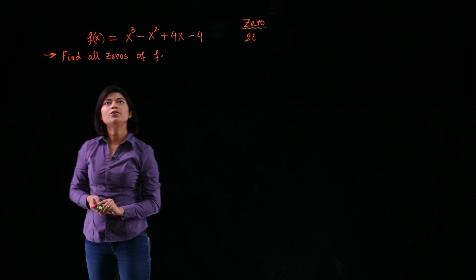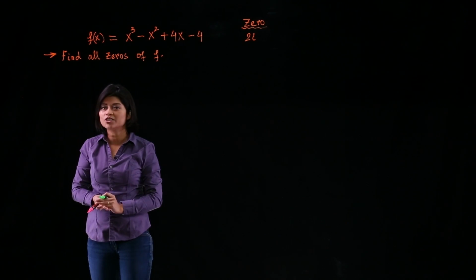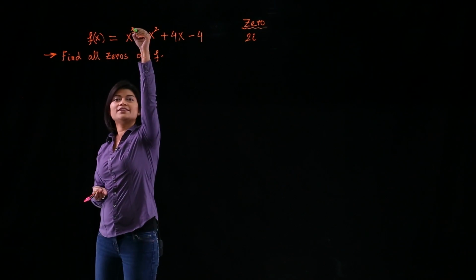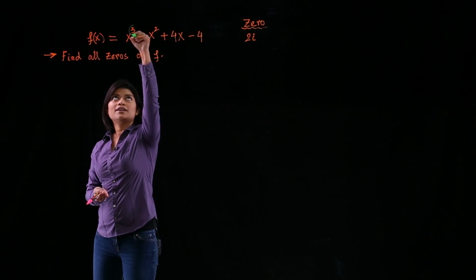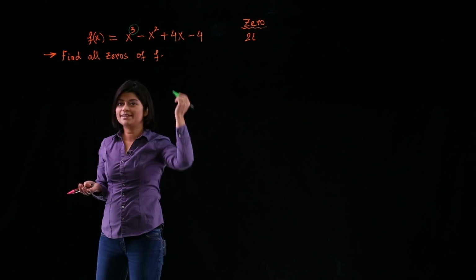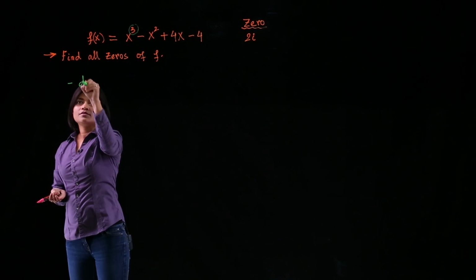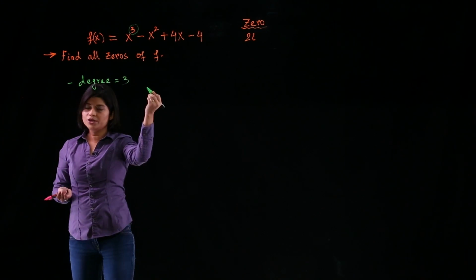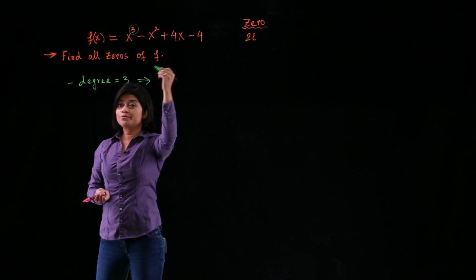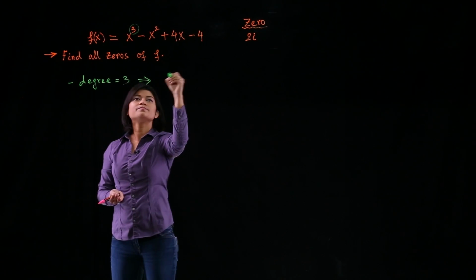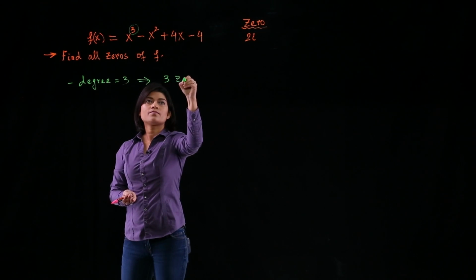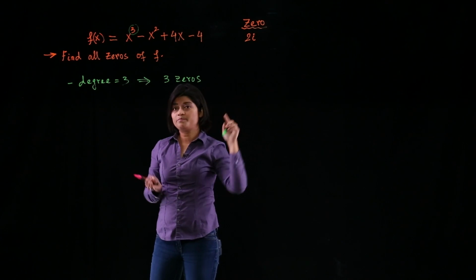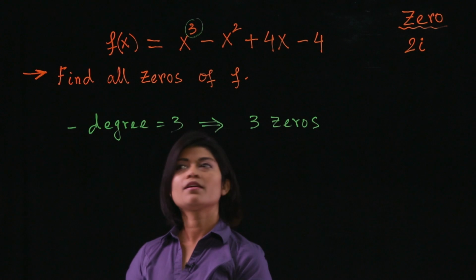So first notice how many zeros will the function have? Well, it depends on the degree, right? So what is the degree of this function? The highest power is 3, so the degree is 3. Since the degree is 3, we know that f will have 3 zeros. So we already know one of them. We have to find the other two.